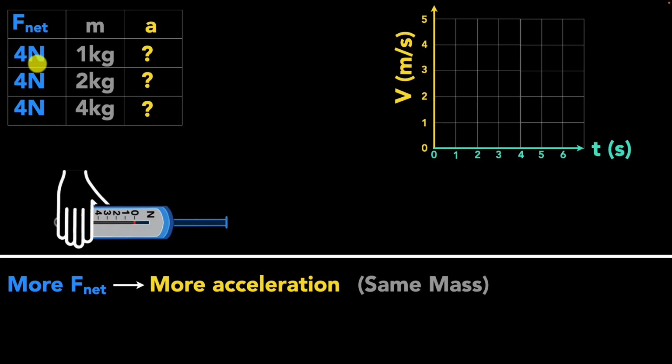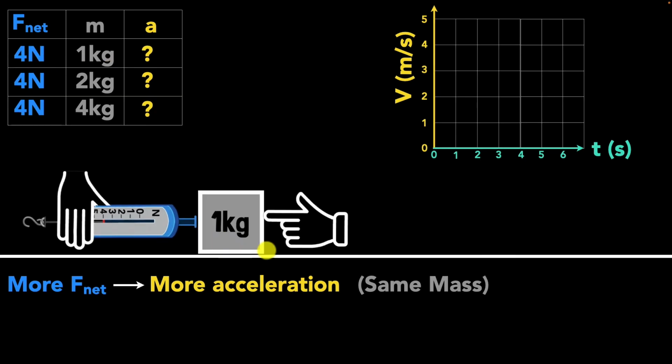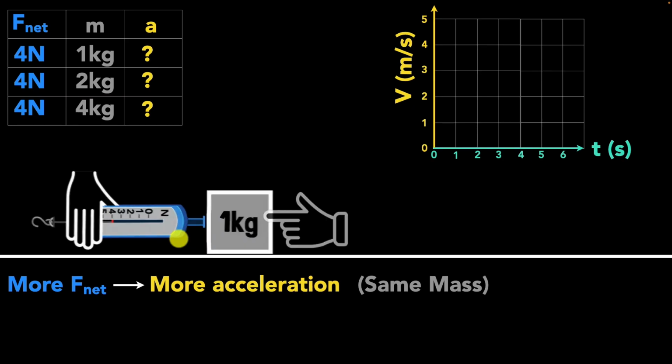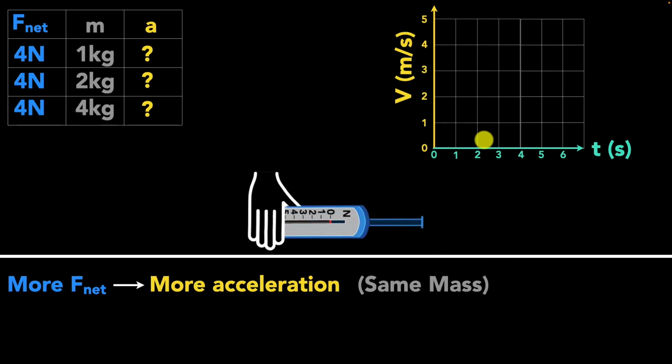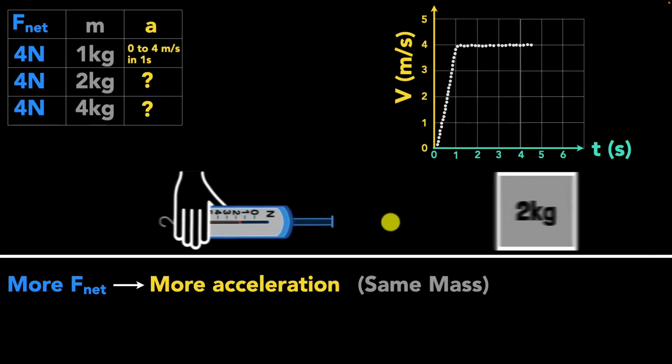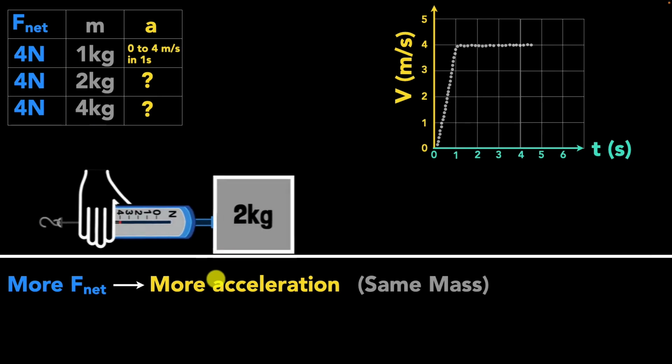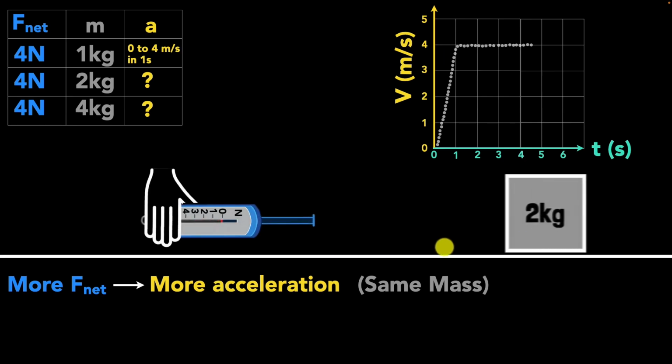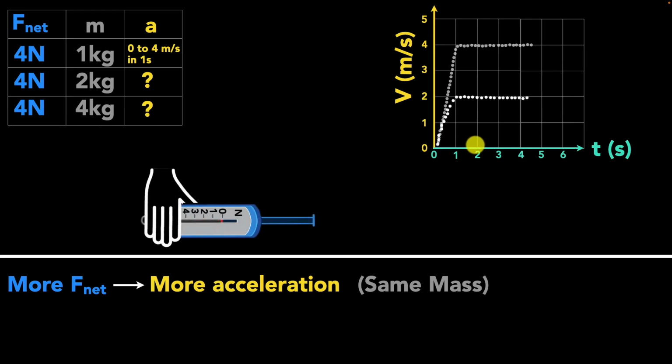All right, first up, we'll put 4 newtons for 1 kilogram. We actually already did this, but let's do it one more time. We'll push it for 1 second, let it go. And what does the motion sensor give us? Well, it gives us an acceleration of 0 to 4 meters per second in 1 second. Okay, let's repeat this, 4 newtons, but this time for a 2 kilogram object. So again, push it for about a second, let it go. What does the motion sensor give us? Oh, the acceleration is smaller. Can you see that? It went from 0 to 2 meters per second in 1 second. Does that make sense? I think yes.